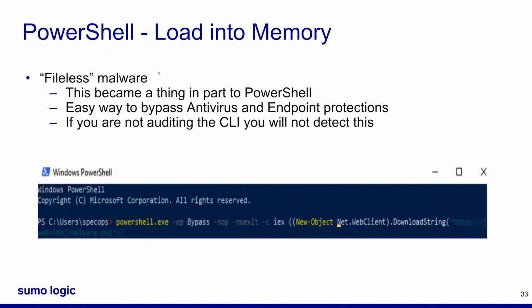Okay. What we had talked about at the very beginning, loading into memory. This is just brutal. This is what I think living off the land came from, in like the term fileless malware. But it's the easiest way to bypass AV and EDR. If you're not auditing the command line, you're not going to see this. This is exactly what we looked at before with the bypass, the noop, and then you have your IEX, so your Invoke-Expression, New-Object, .NET WebClient, and you're going to download whatever from this website, malware.ps1. So if we look for something like this, there's a couple things we can do.